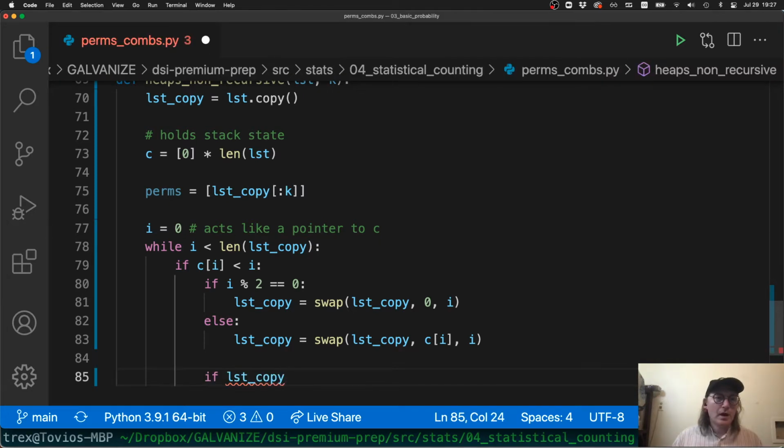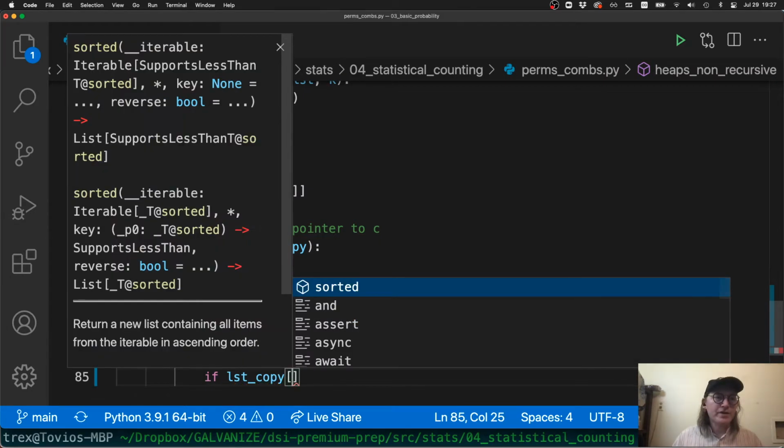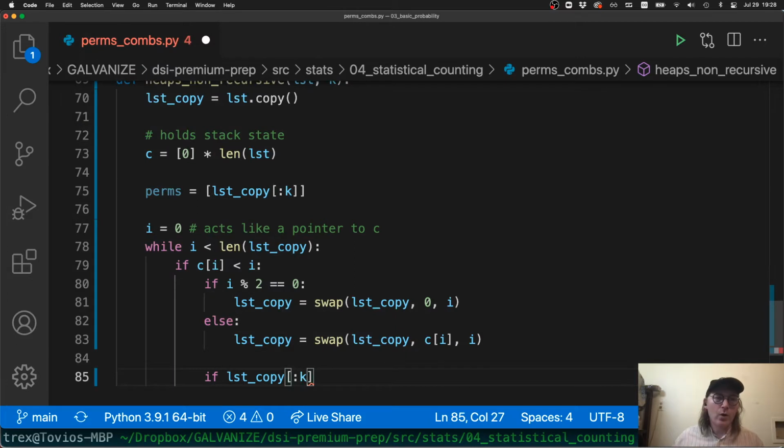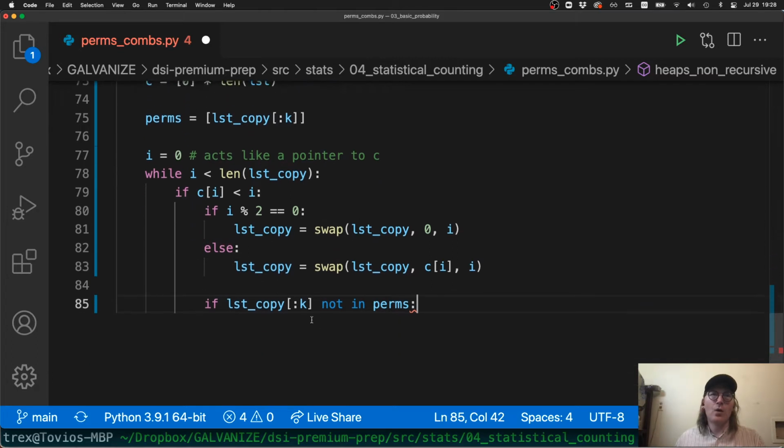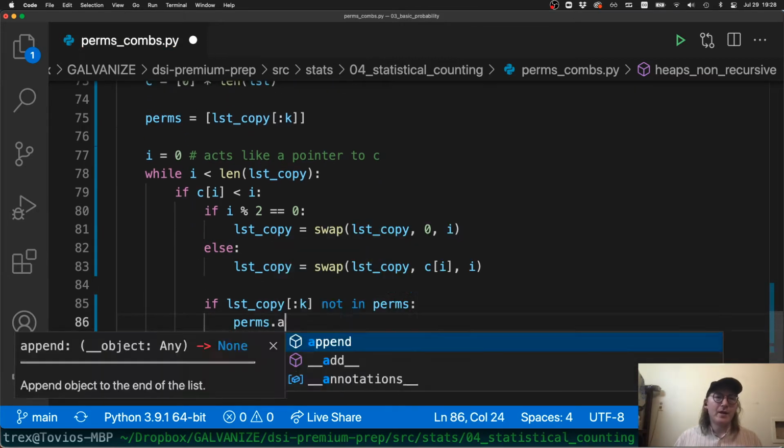And we're going to start collecting our permutations. We're first going to check to make sure that a given permutation that we've determined is not already in our collection of permutations, all right? And if it's not, then we're going to append it.